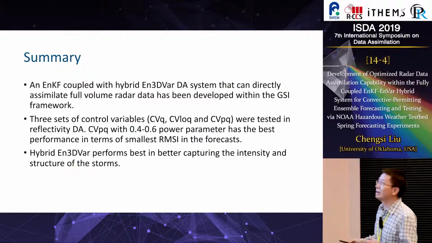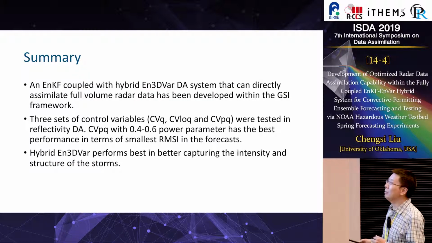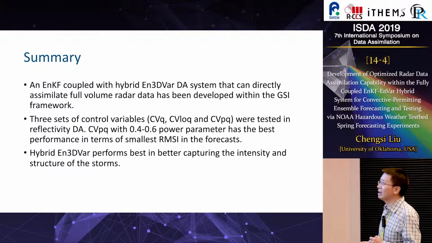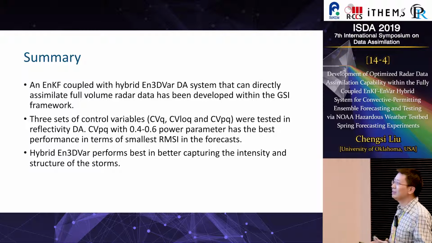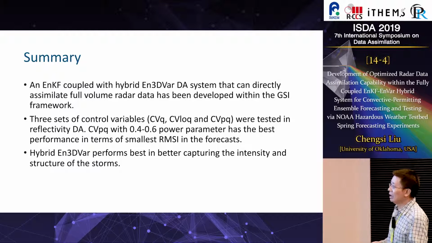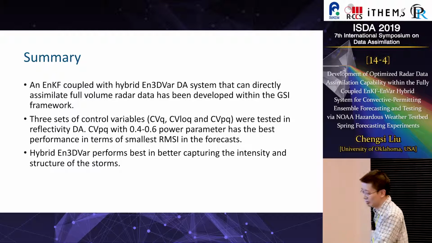To summarize, we have this hybrid and EnKF coupled DA system for directly assimilating radar data, and we have three sets of control variables that were tested. We found that CV power Q with the 0.4 to 0.6 power parameter can give the best performance, and the hybrid EnVar also performs best in terms of better capturing the intensity and structure of the storm.